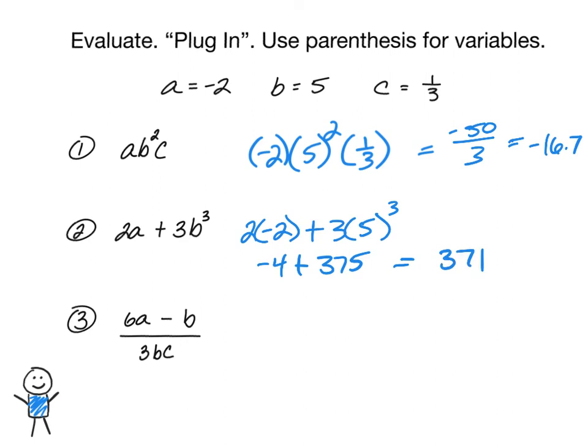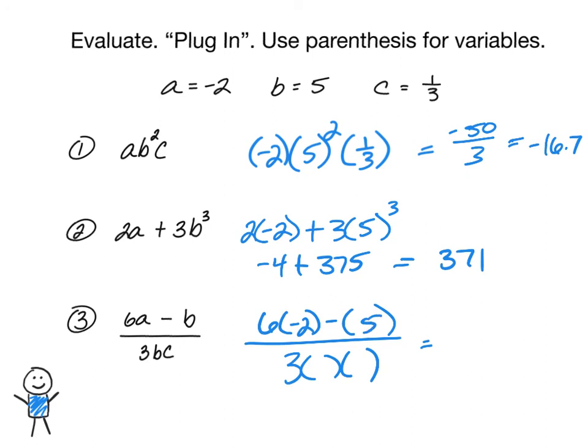And then the last one, I'll go ahead and set up my expression except with the parentheses everywhere there's a letter. And now I'll substitute the values in. A is a -2, B is a 5, B is a 5, and C is a 1/3. And now I'm going to evaluate this expression and get a result of -17 over 5. Or if I converted that to a decimal, it would be -3.4.